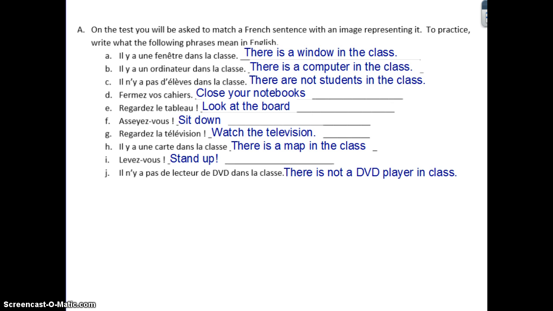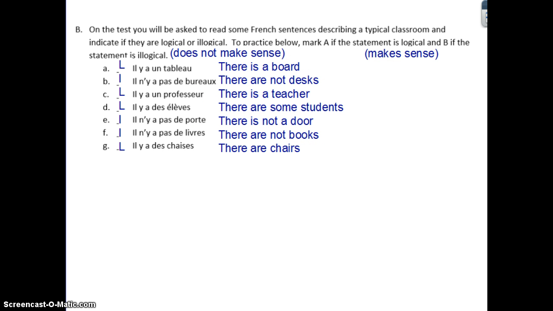the class. On the next section, you'll also be faced with being able to read and understand French sentences. In this case, though, when you read them, you'll have to decide whether they're A, logical, which means that they make sense for describing a typical classroom. It's something that would be normal for a classroom. Or B, illogical, which means it's something that doesn't seem normal or regular and doesn't make sense for a classroom.